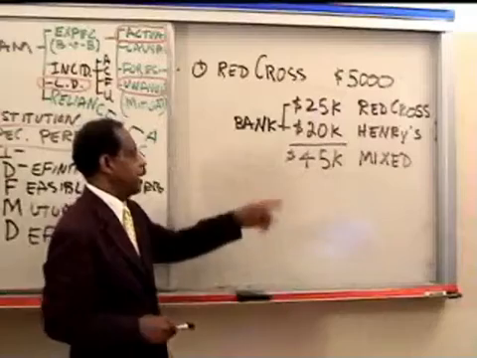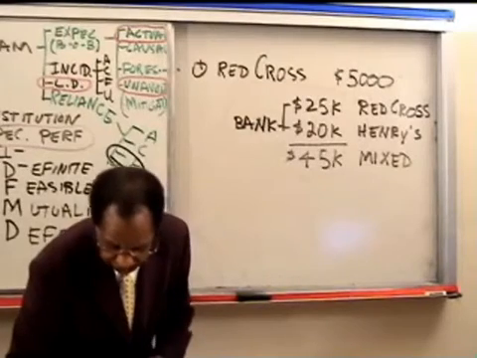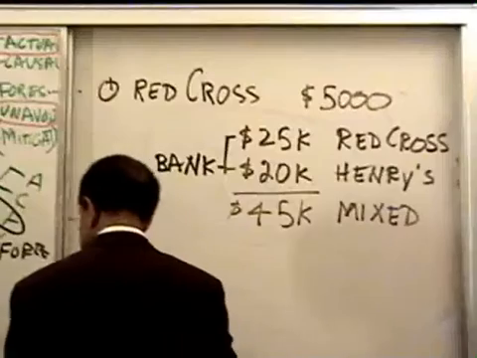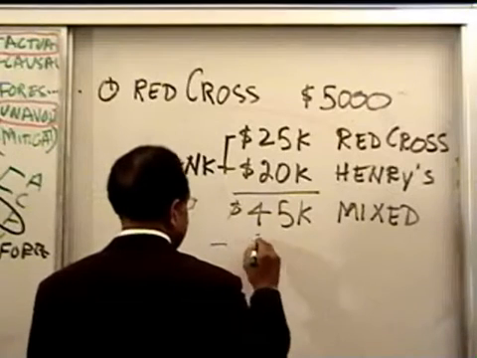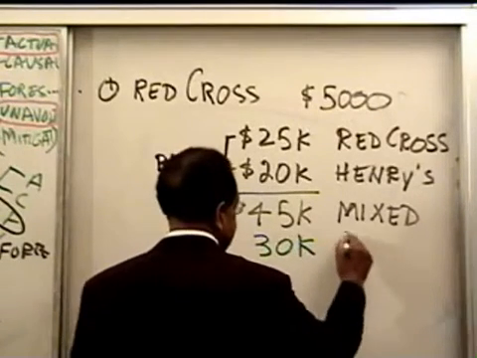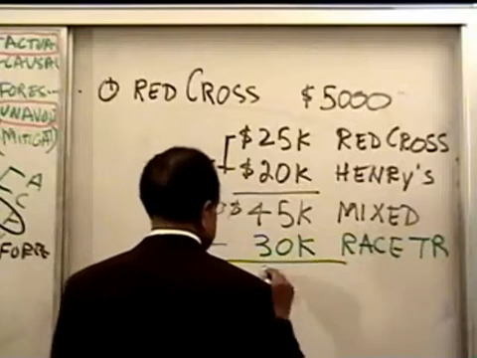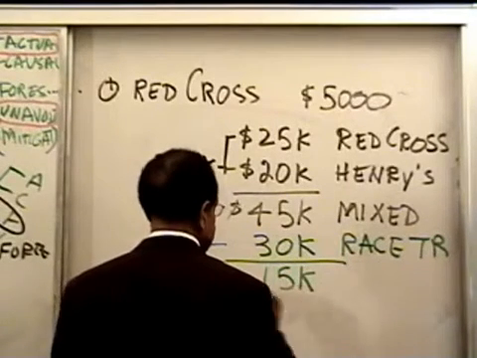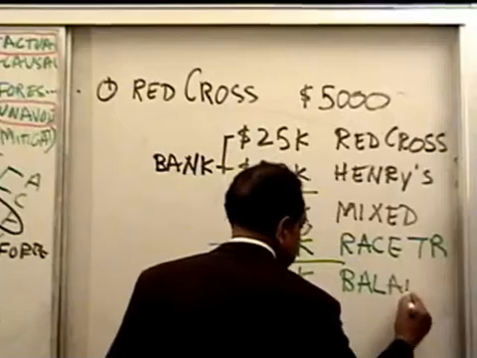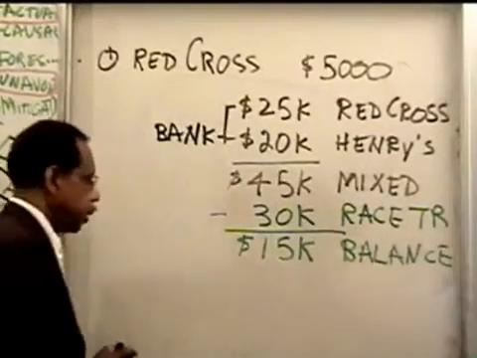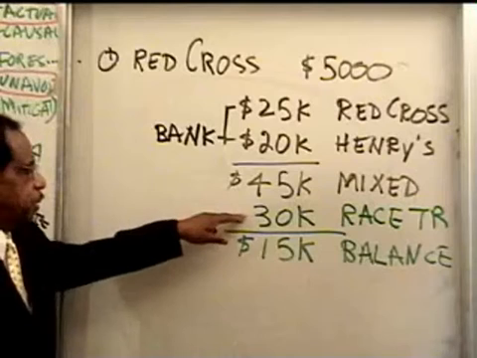So here, if he took some of this money out, well, we know what happened. He went to the racetrack and he spent $30,000 at the racetrack. So this is now minus $30,000. So now the balance is $15,000. And so you can see that we need to know whose money was spent at the racetrack.